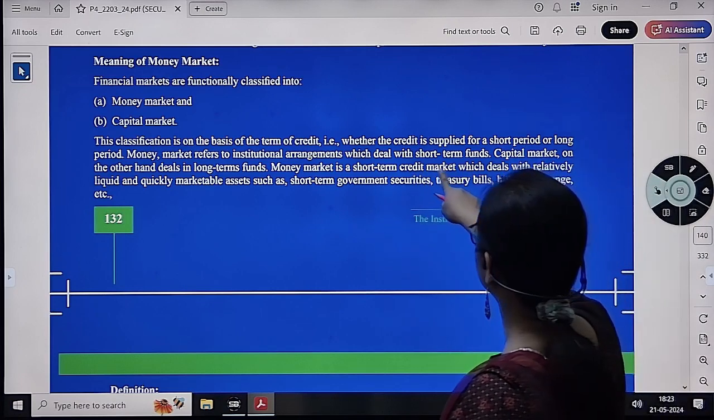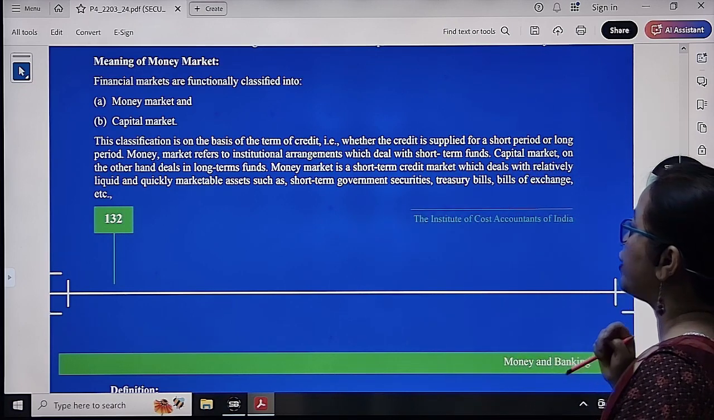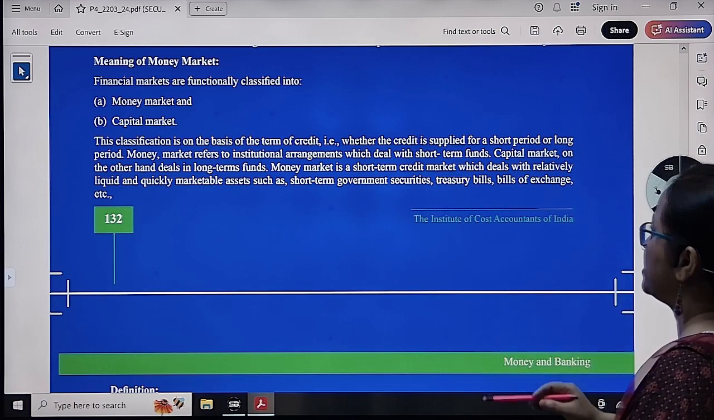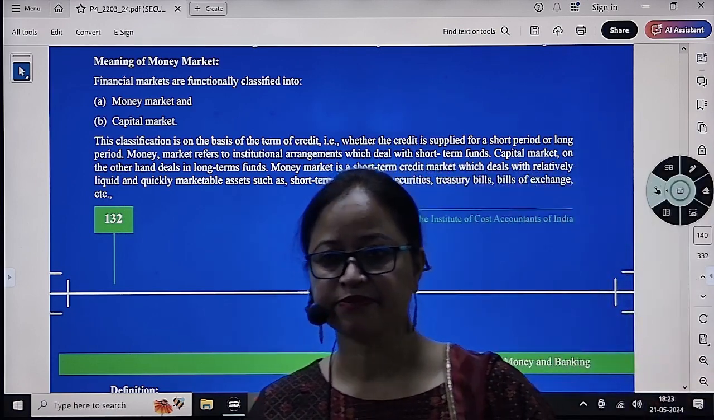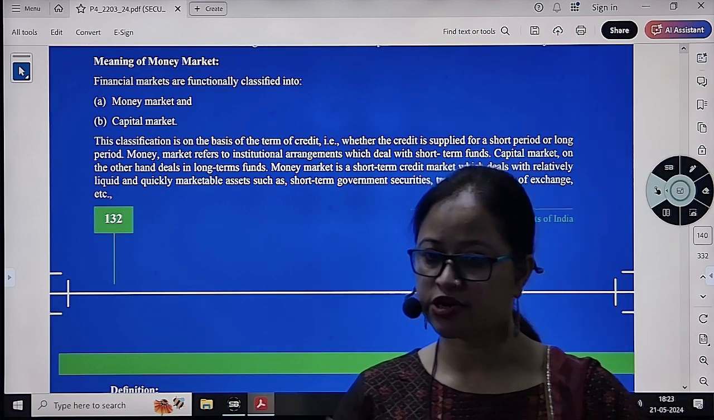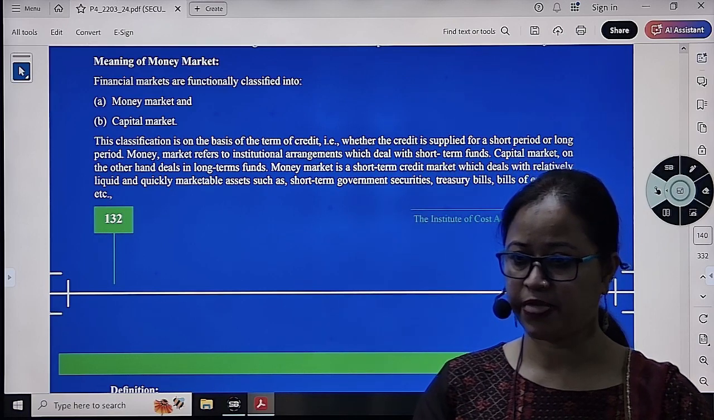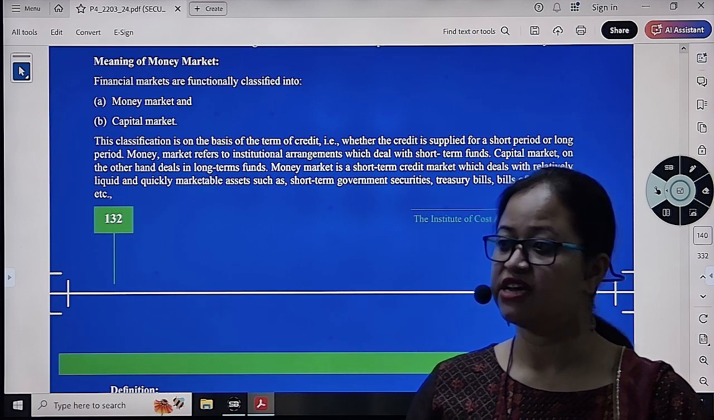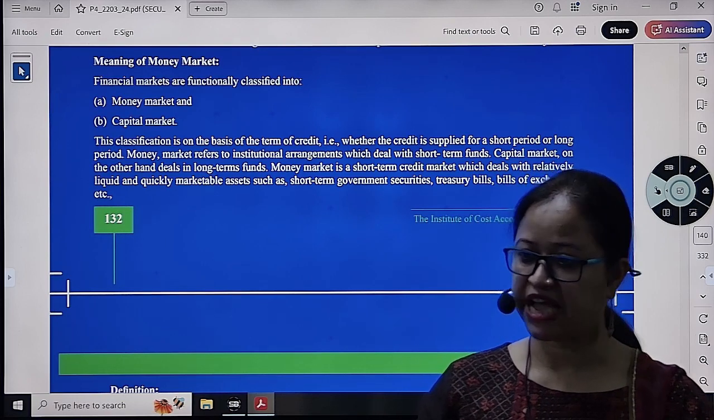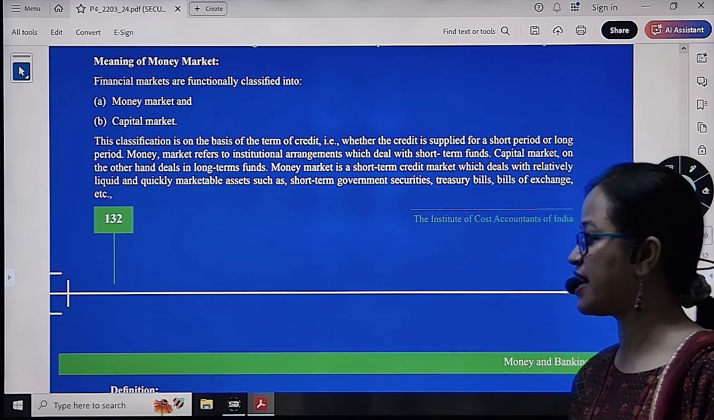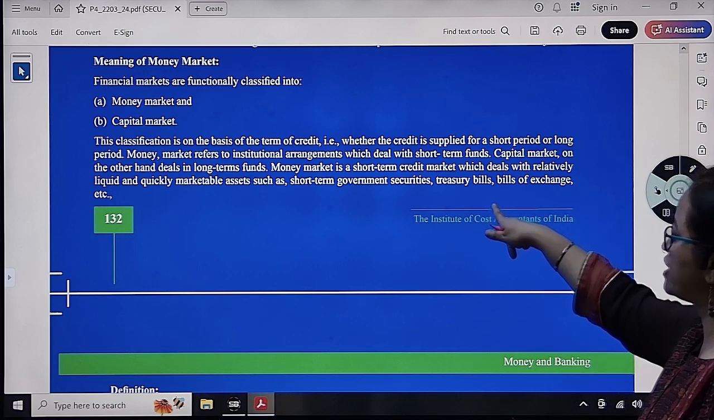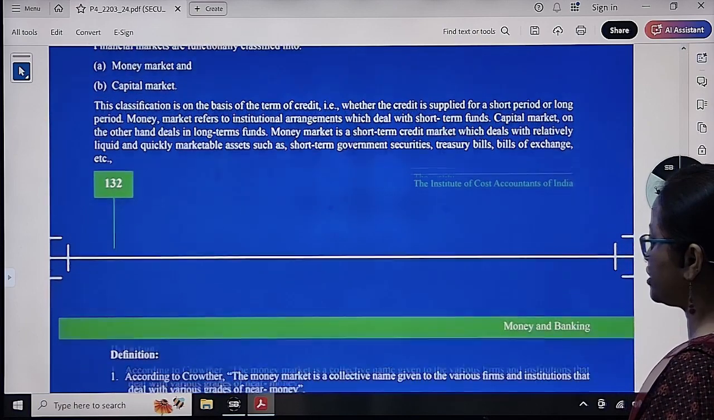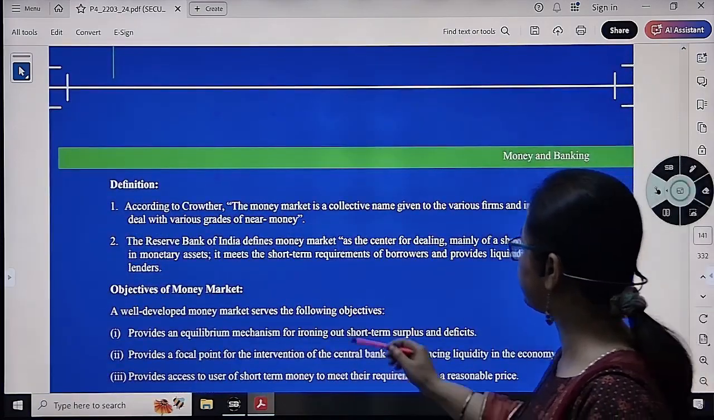Money market is a short-term credit market which deals with relatively liquid and quickly marketable assets such as short-term government securities, treasury bills, bill of exchange, etc. What is the other name of money market? Short-term market, where the instruments can be converted into cash within a year. Okay, within one year we can convert the instruments into cash. That is money market. Some of the instruments of money markets are treasury bill, bill of exchange, commercial paper, all those.